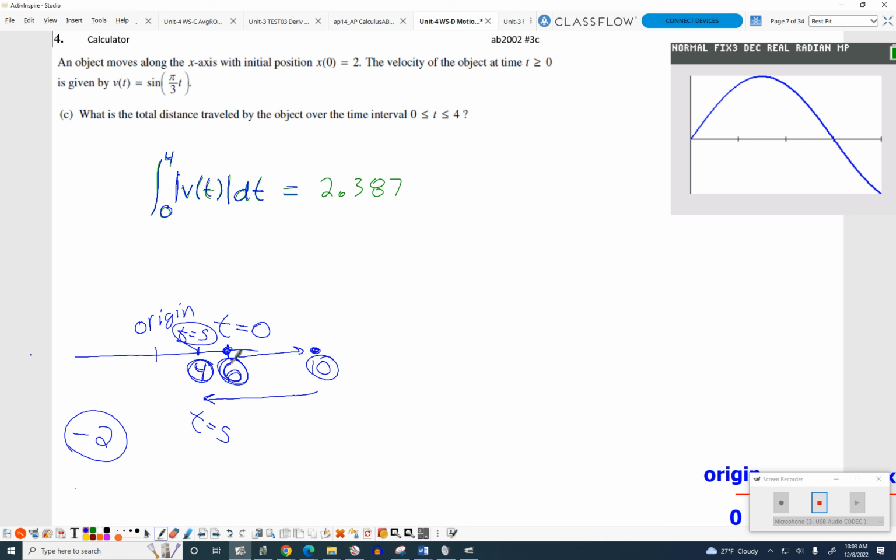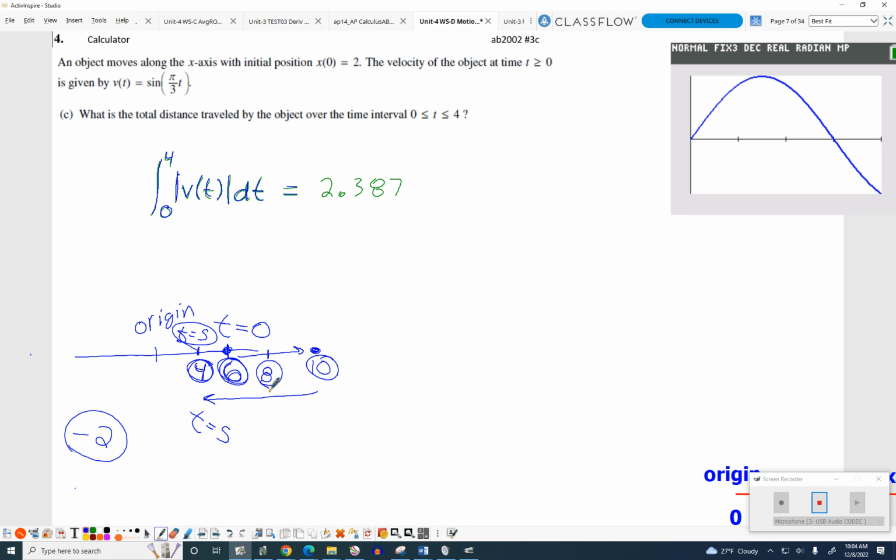Six. Eight. Eight is better. How many got eight? Two more. So, is negative important when you're talking about displacement? Yes or no? Yes.